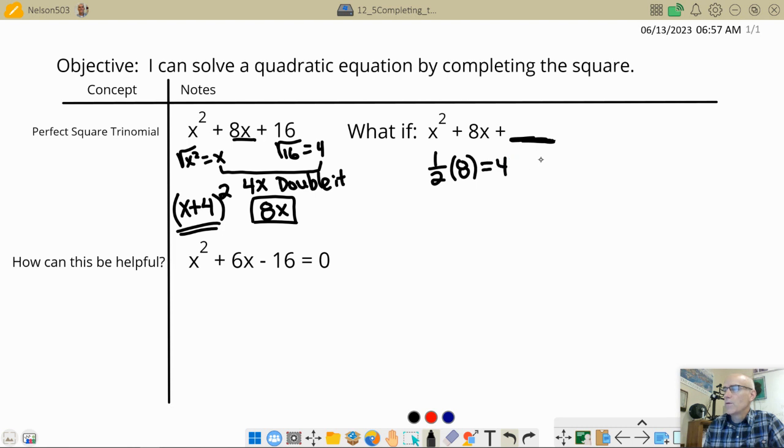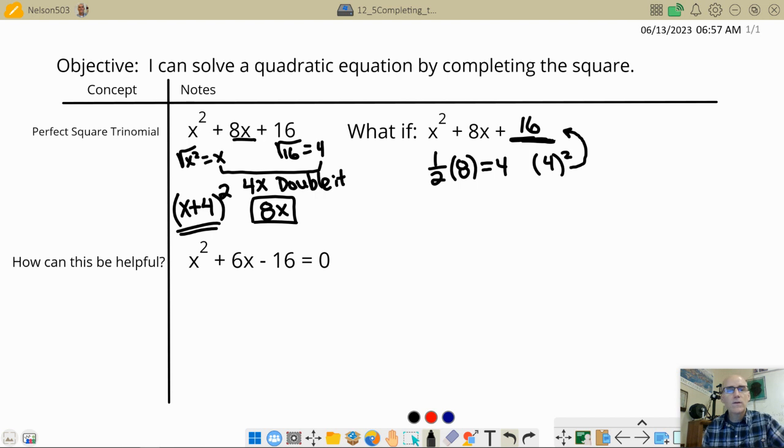Then you take 4 and you square it. So now we're going to go 4 squared. And that is the number that belongs right there. So completing the square is pretty darn easy, right? I mean, that's all you do. You take half the middle term's coefficient, you square it, and that's the constant.